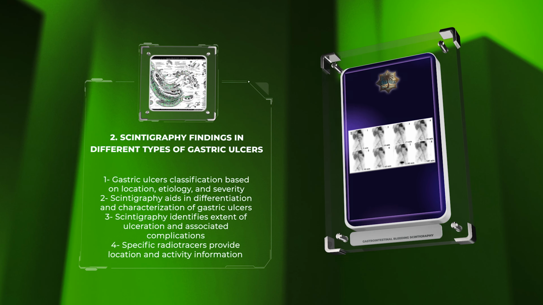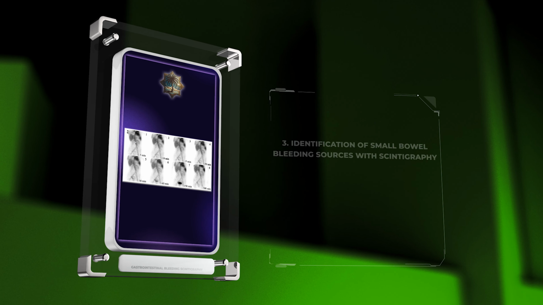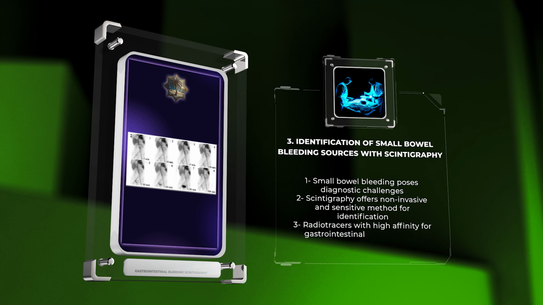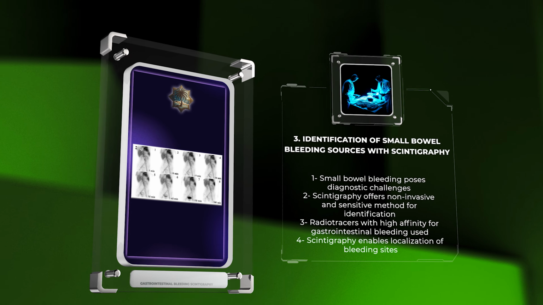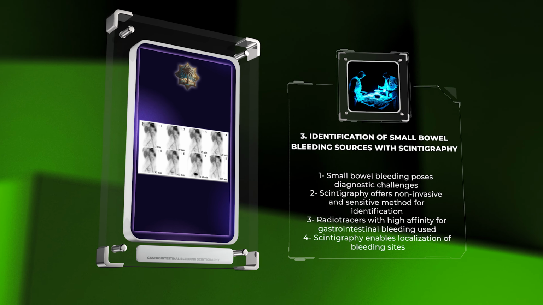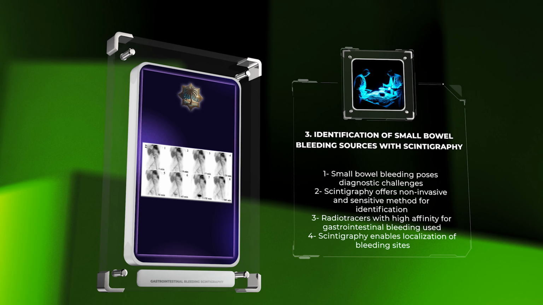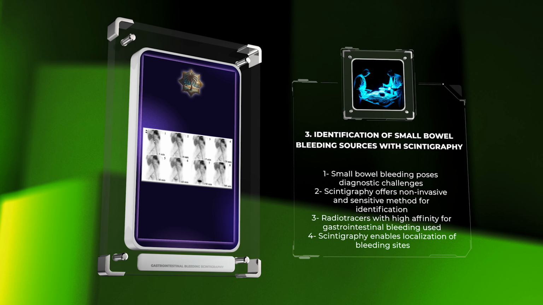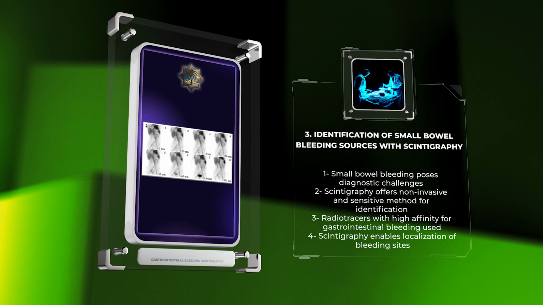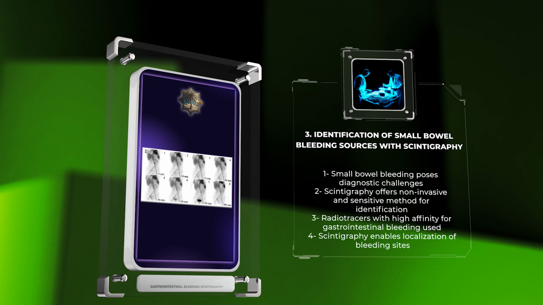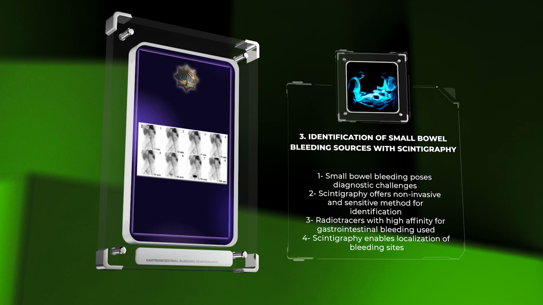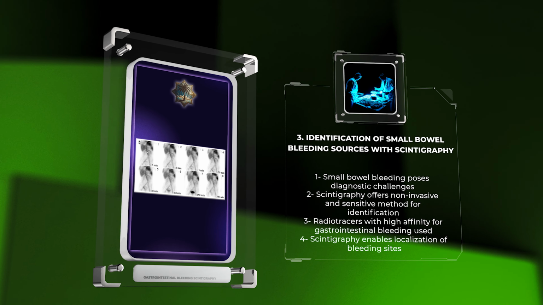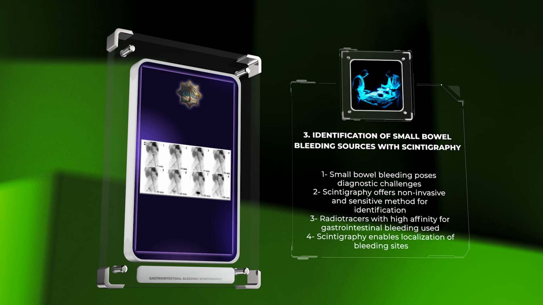Small bowel bleeding can present a diagnostic challenge due to its complex anatomy and the difficulty in visualizing these regions using conventional imaging modalities. Scintigraphy, however, offers a non-invasive and sensitive method for identifying the source of small bowel bleeding. By utilizing radiotracers with high affinity for gastrointestinal bleeding, scintigraphy enables the localization of bleeding sites, guiding subsequent interventions and facilitating targeted therapy.